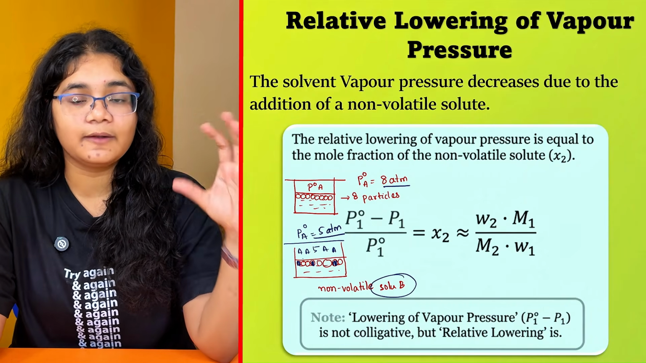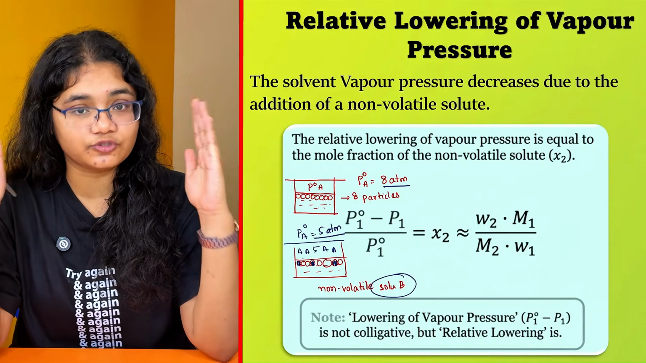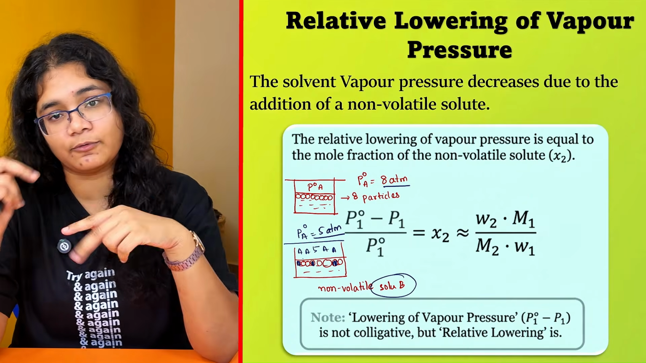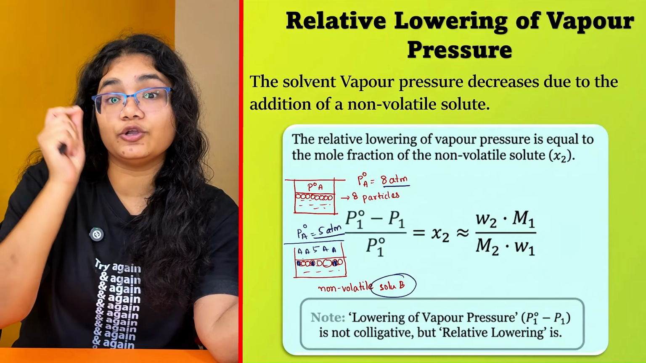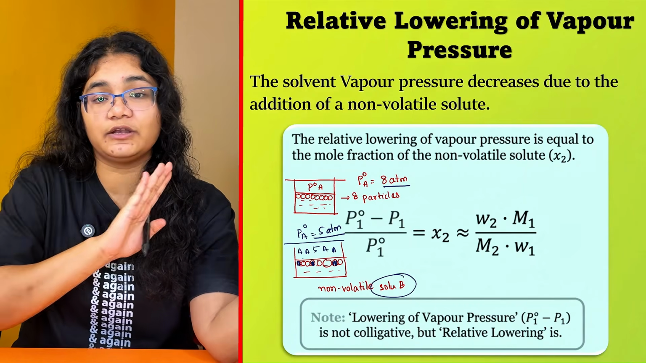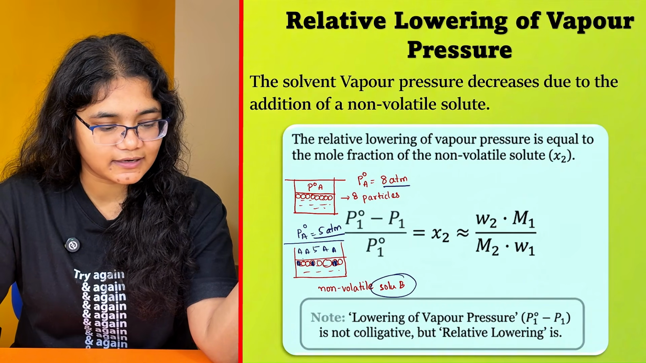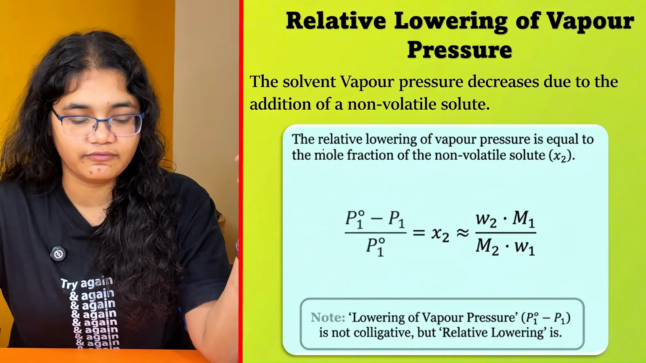So always remember, whenever you add a non-volatile solute to a volatile solvent, that can cause positive and negative deviation. But if you are adding a non-volatile solute, the pressure will always decrease. This is the first important thing. Now let's understand this point, that is relative lowering of vapor pressure.